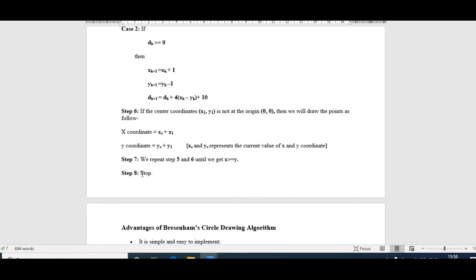So in this session we will complete the revision session of our second topic. In this session, we completed the whole second topic, that is raster scan graphics. Thank you so much.